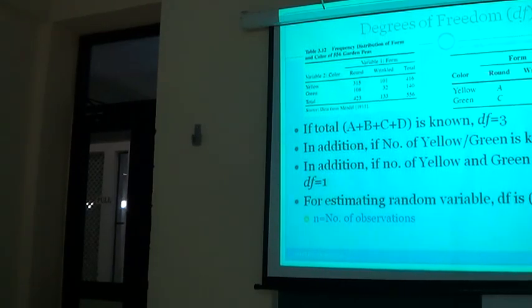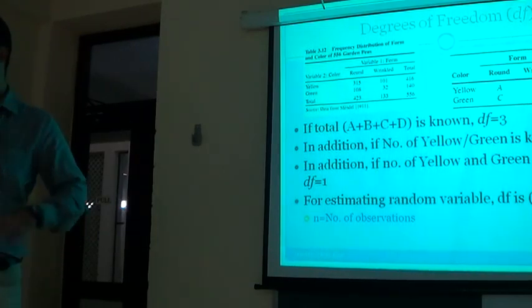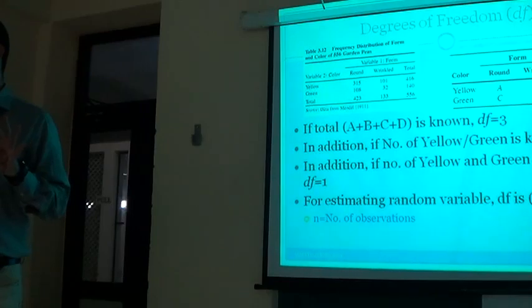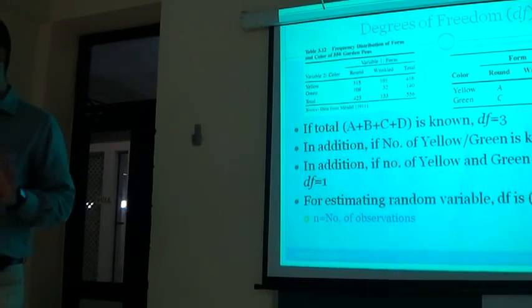So in this experiment of Gregor Mendel, yellow, green, color, how many variables does it have? Only 2 variables, form and color. Color is yellow or green, form could be round and wrinkled. But what is the number of observations here? Yellow, green, round and wrinkled. So the number of observations is 4. So the degree of freedom is always 4 minus 1, which is 3. Is that clear? Very simple.